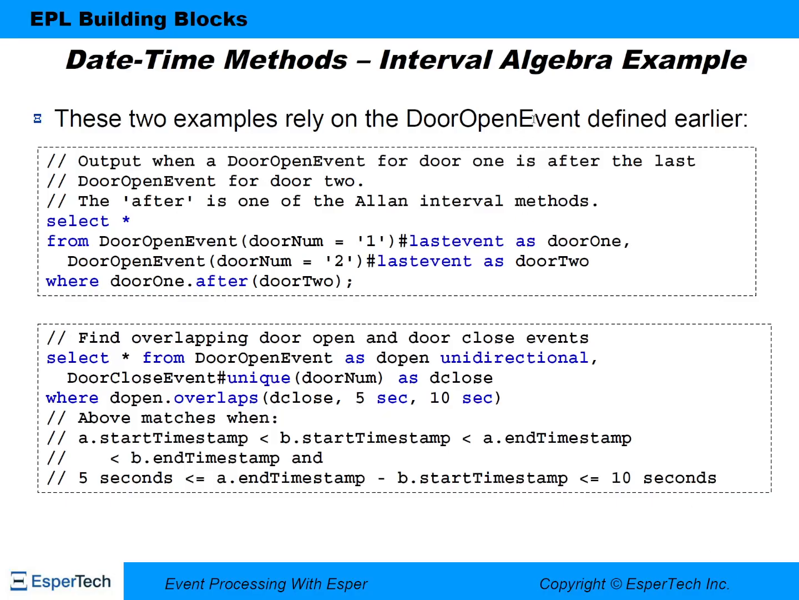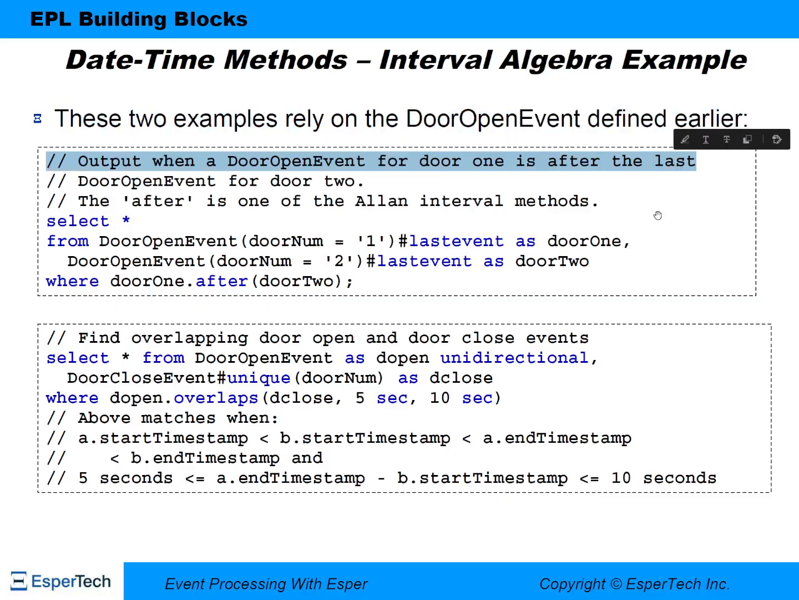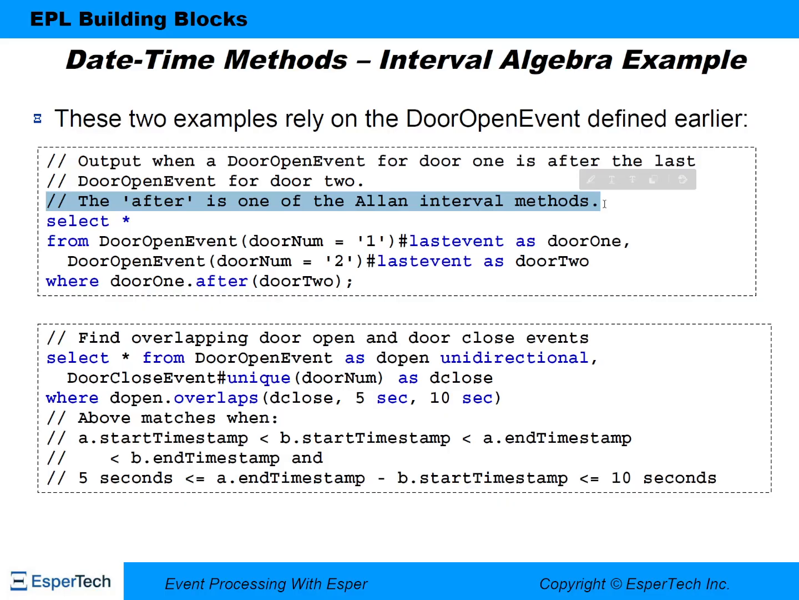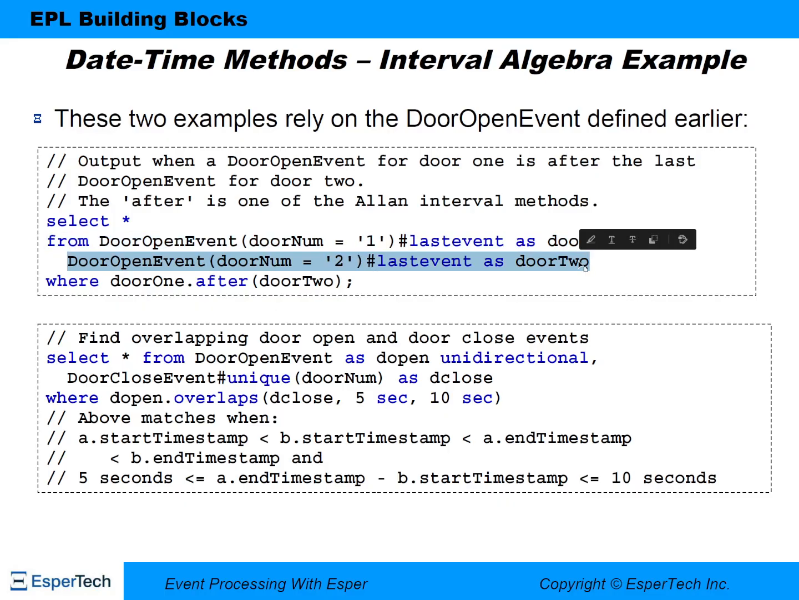These two examples rely on the door open event defined earlier. The first example outputs when a door open event for door 1 is after the last door open event for door 2. The after is one of the Allen interval methods. Select * from DoorOpenEvent(doorNum = 1)#lastevent as door1, DoorOpenEvent(doorNum = 2) #lastevent as door2 where door1.after(door2).